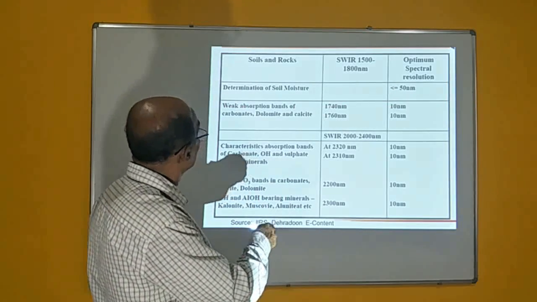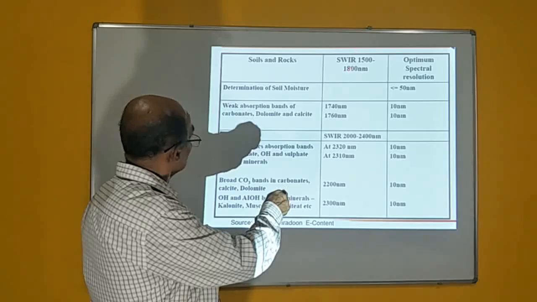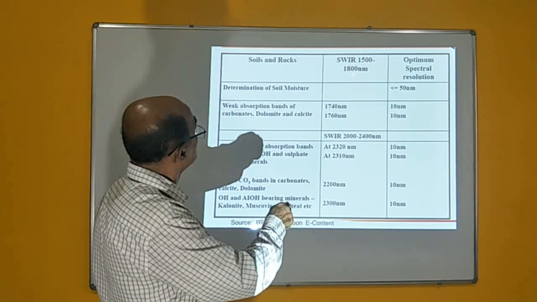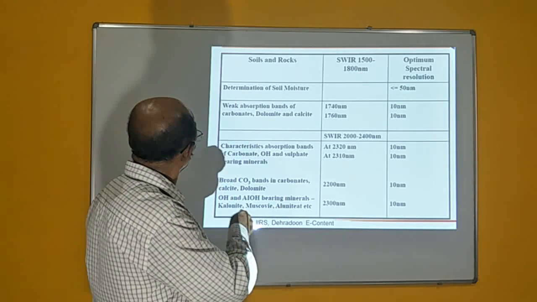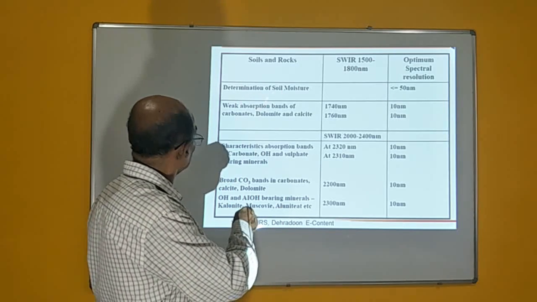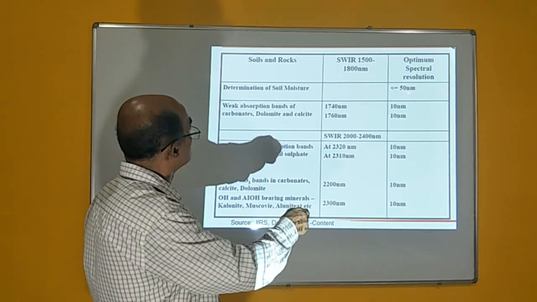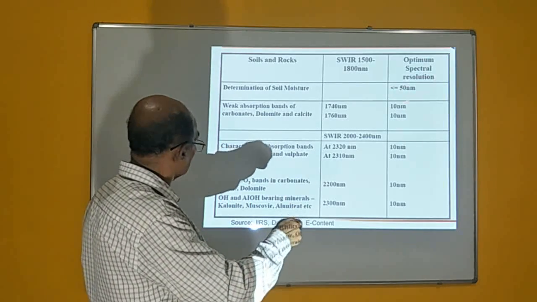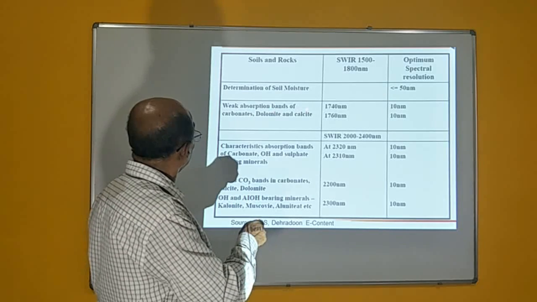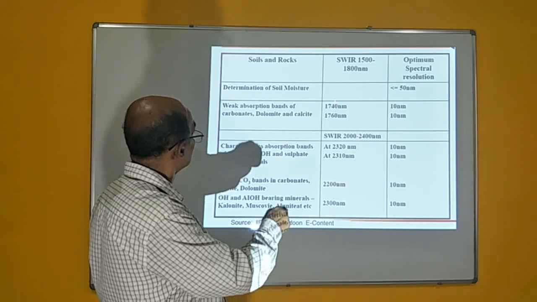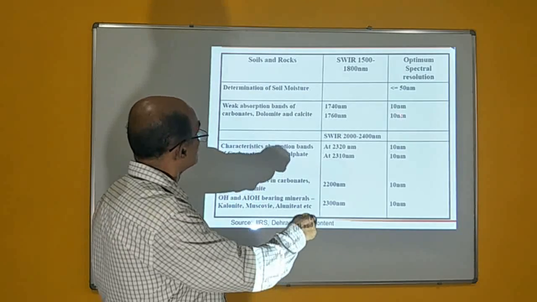So it is continuing. In the short wave infrared, after visible we have near infrared, then we have the short wave infrared. Suppose we want to determine the soil moisture. Yes, optimum spectral resolution is this much. The band interval should be 50 nanometer. Then weak absorption bands of carbonate, dolomite, and calcite take place at this particular wavelength with this interval.